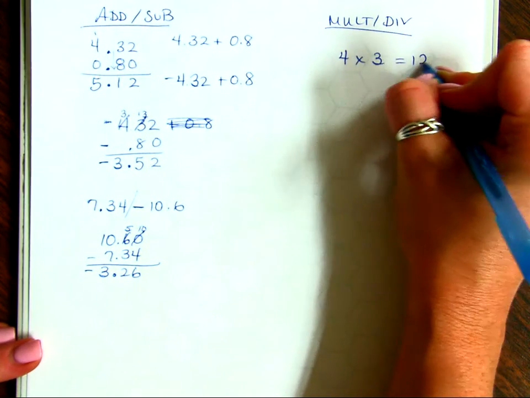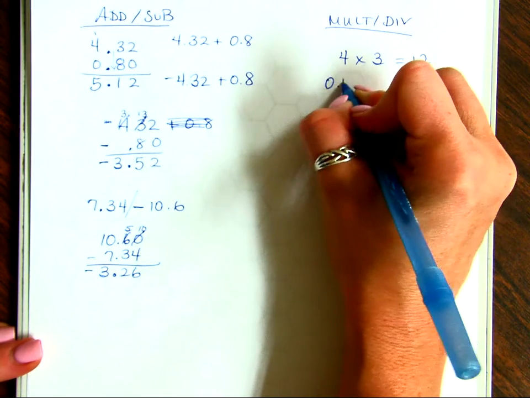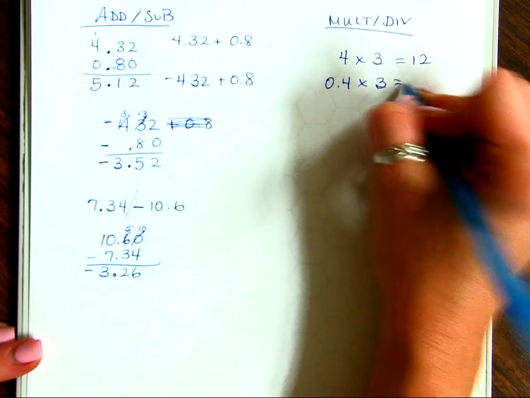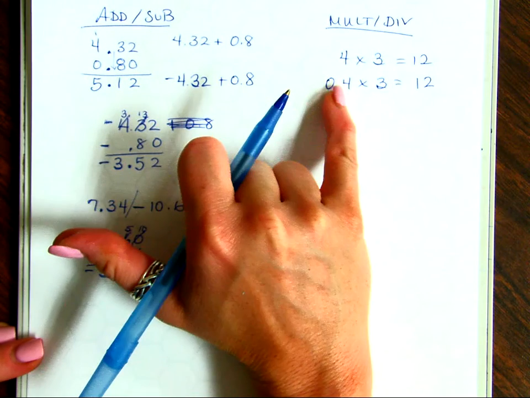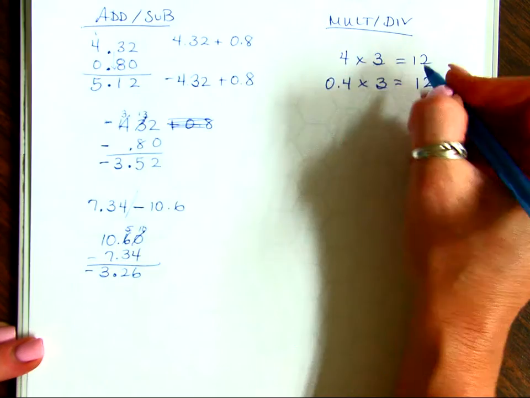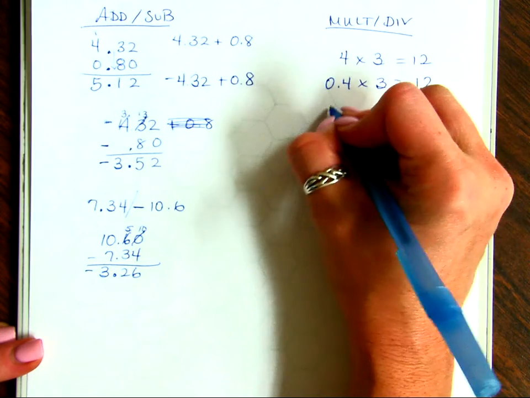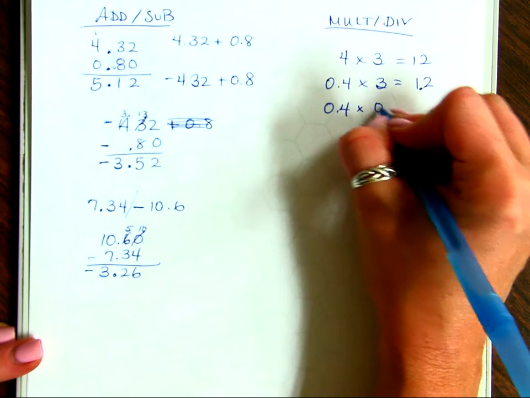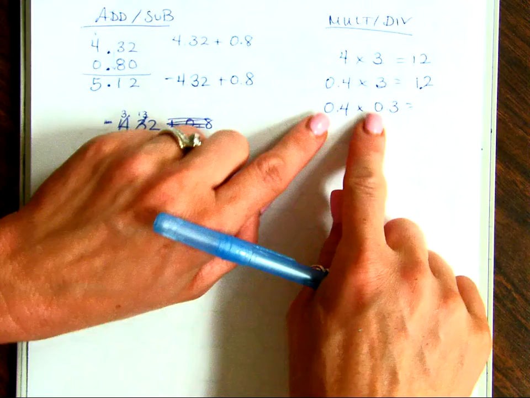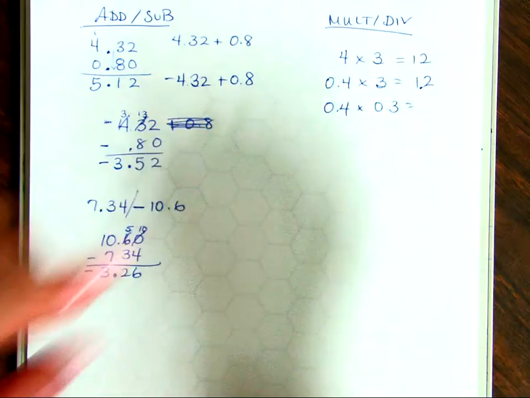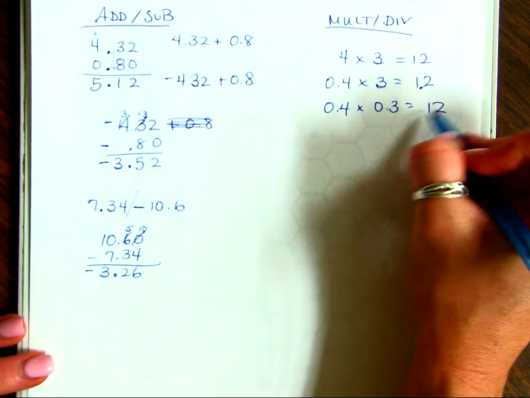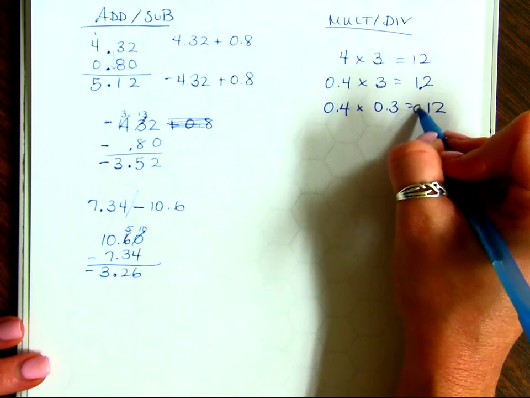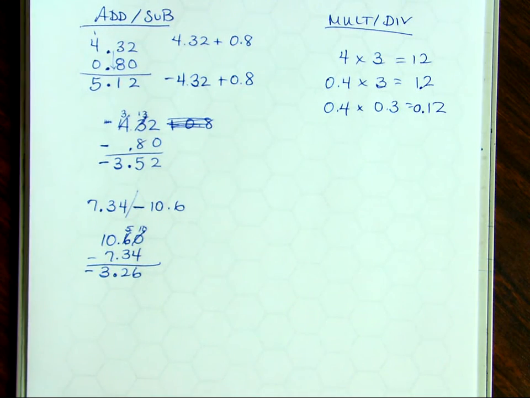That's 12, okay? If I have 0.4 times 3, that's 12, because 4 times 3 is 12, but you move that decimal over once, there you go. If I have 0.4 times 0.3, I ignore the decimals. 3 times 4 is 12, and then 1, 2. So you remember, you move your decimal the total sum of all the decimals showing in your problem.